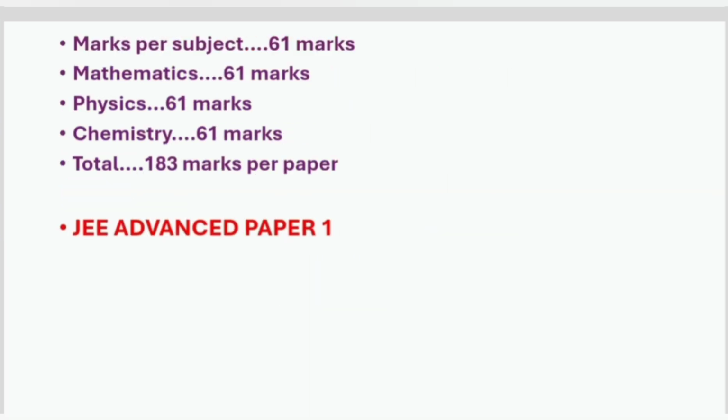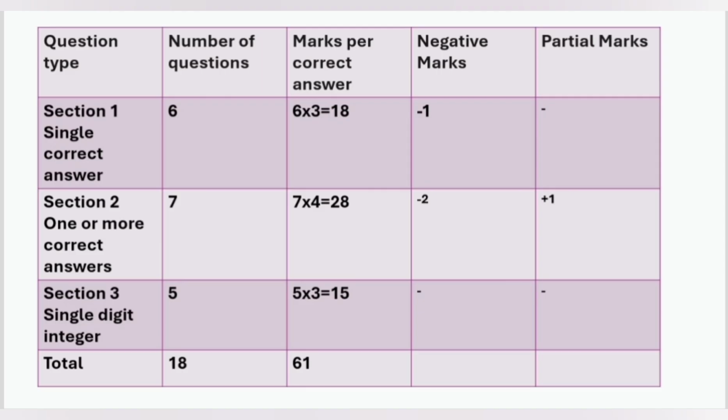3 subjects will be there: mathematics, physics, chemistry. Marks per subject are 61 marks, math 61, physics 61, chemistry 61, total 183 marks per paper. Paper 1 183, paper 2 183, total 306 marks. Discuss about JEE Advanced question paper and marking schemes.